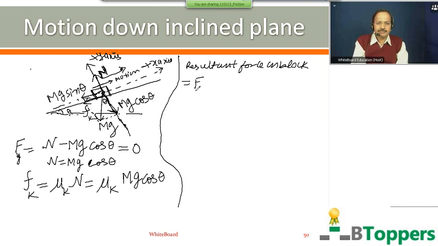You can observe that the component mg sin theta acts down the inclined plane, along the negative direction of the x axis. Fk represents the magnitude of kinetic friction on the block, which also acts down the inclined plane in the negative direction of the x axis. So the magnitude of the retarding force on the block down the inclined plane will be mg sin theta plus Fk. But this retarding force acts in the negative direction of the x axis, so I put a negative sign here on the left side.